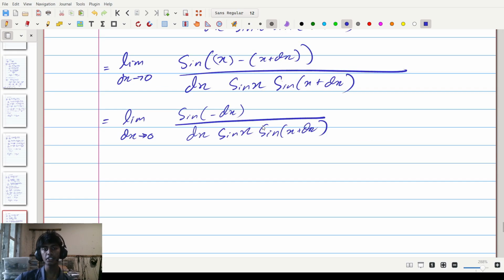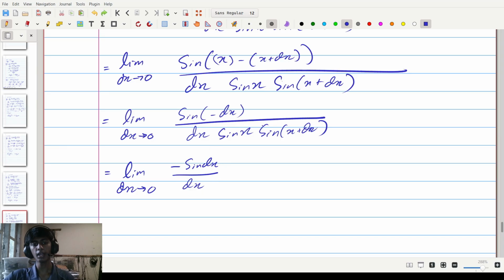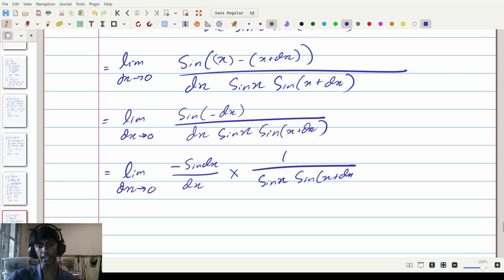Here we're going to strategically remove this in the next step, and we're also going to write that the sine of negative anything is equal to negative the sine of that thing. Therefore, the sine of negative dx is equal to negative sine of dx. Using that, we write this as the limit as dx approaches 0 of negative sine dx by dx, you can already see where this one's going, multiplied by 1 divided by sine x times the sine of x plus dx.